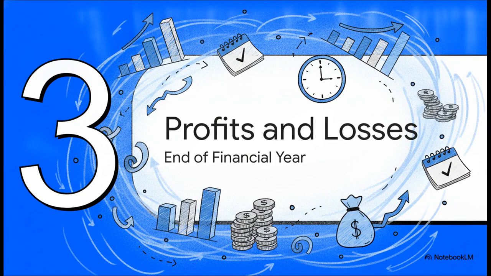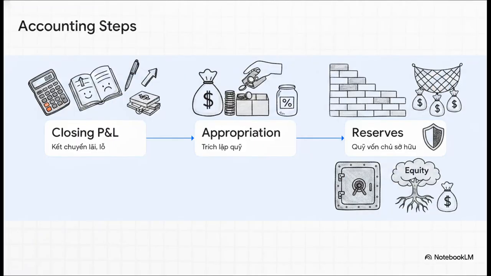Section 3. Profits and losses. End of financial year. The end of the year finally arrives, and we see the story of corporate accounting unfold in three distinct steps. Step 1 is closing profit and loss. Repeat that. Closing profit and loss.